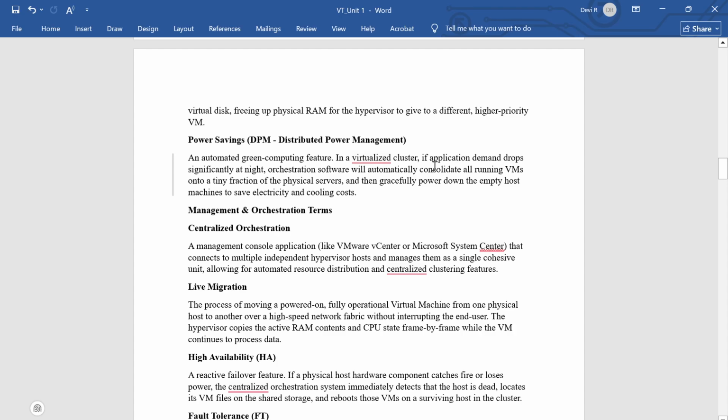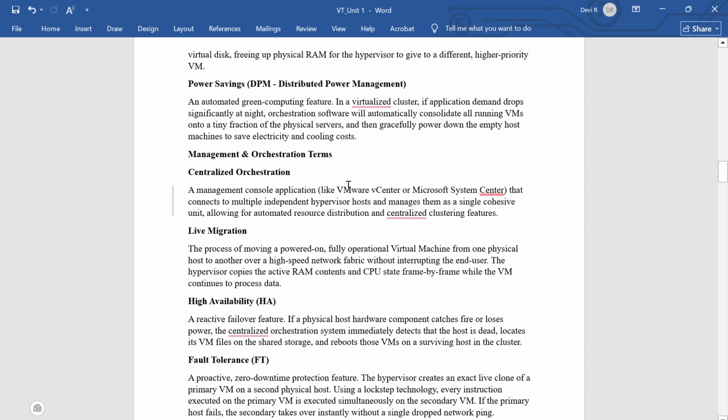If application demand drops significantly at night, orchestration software will automatically consolidate all running VMs onto a tiny fraction of physical servers. Right? So whichever VM is working, it will move the VMs to an idle state and then gracefully power down the empty host machine to save electricity and cooling costs, right? That is very important in power savings, because if the VMs are not in use, it should be done automatically with a smooth power schedule.